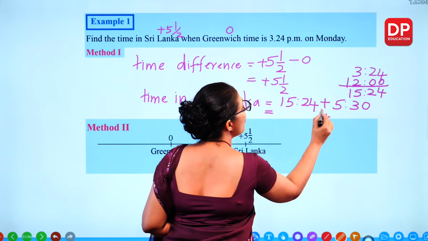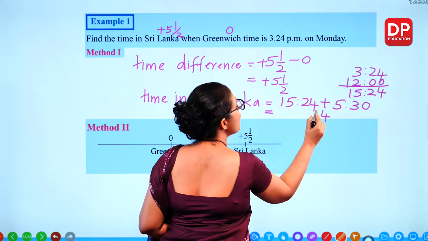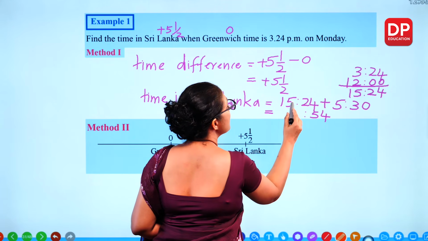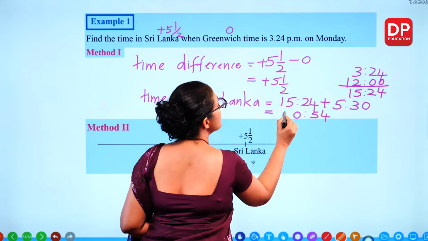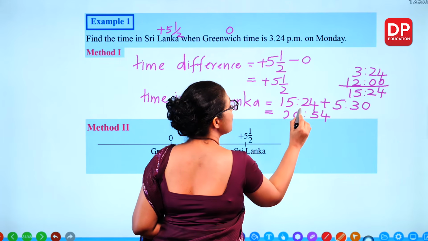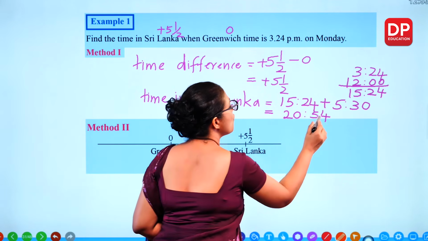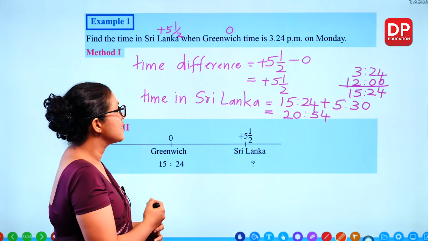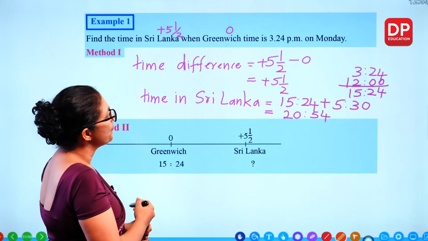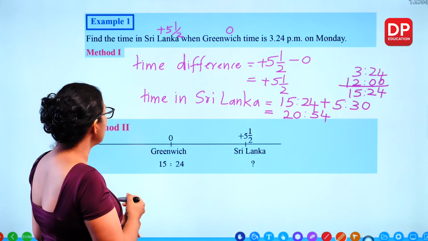Here 4, 3 plus 2, 5, 5 and 5, 20, 5 and 5, 10, and 1 remaining, 20:54. So that's the evening time, 20:54. Now we'll do the same thing in a different way.